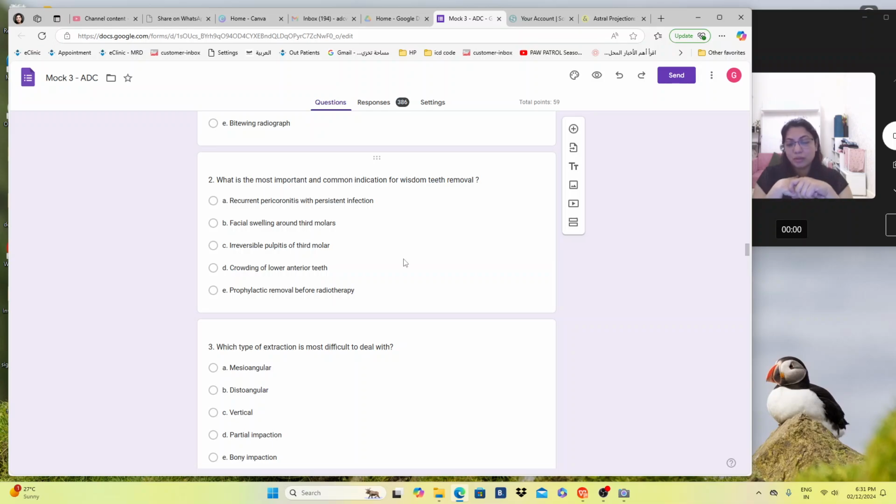And you can choose not to extract, you can choose to do IPR and straighten them out. Prophylactic removal before radiotherapy. Oh, wow. So why just third molars? It can be any molar, right? No, the answer is A.